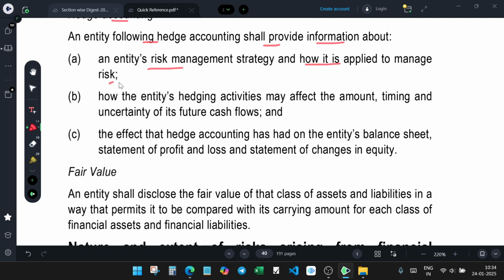So there is a risk. What is the risk? You have invested something, and that investment should usually be in a positive stand. If it is going in a negative stand, you need to say there is a risk. How the entity's hedge activities may affect the amount, timing, and uncertainty of future cash flow. If they are going into futures and trading and losses occur, this will erode the capital, which we need to mention. The timing of that should also be mentioned.